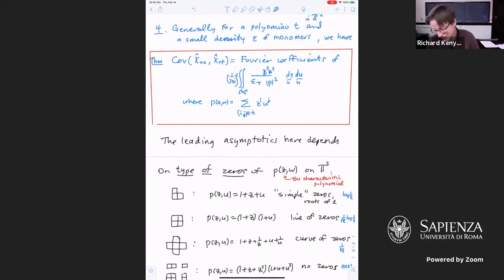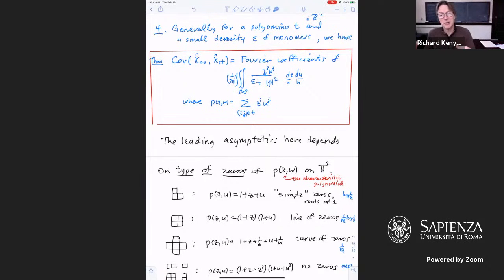In the simplest case, like the case we just did, the L polyomino, this guy has only simple zeros on the torus, right? The only way to make 1 plus z plus u 0 is to have z and u be the 2 sides of an equilateral triangle, so the cube roots of unity. And in those cases, the covariances blow up like log epsilon.